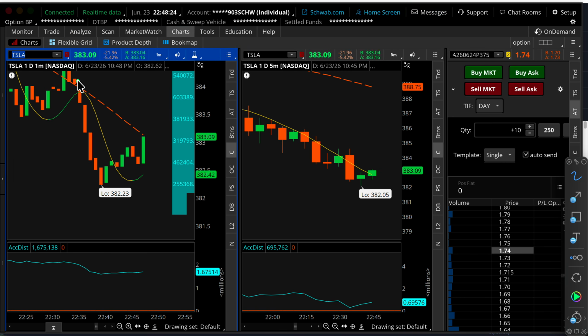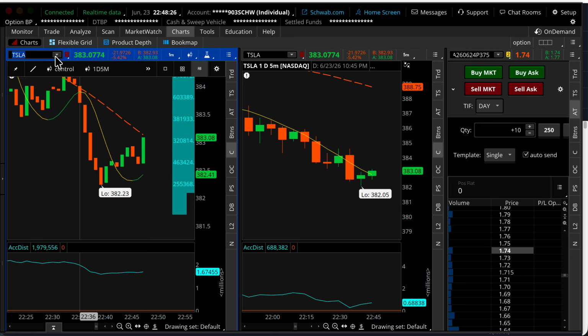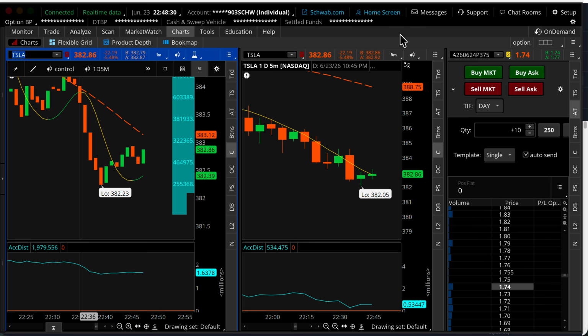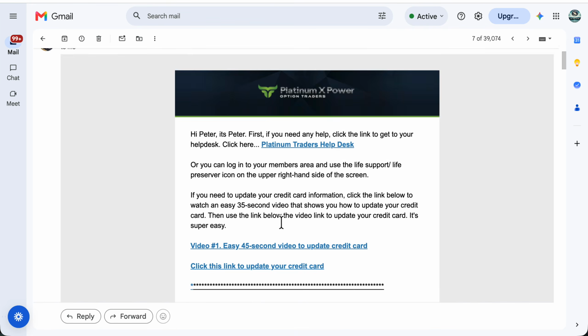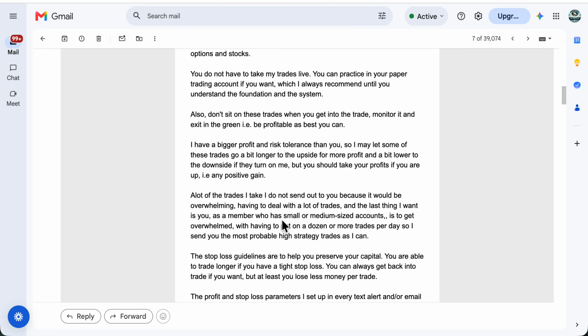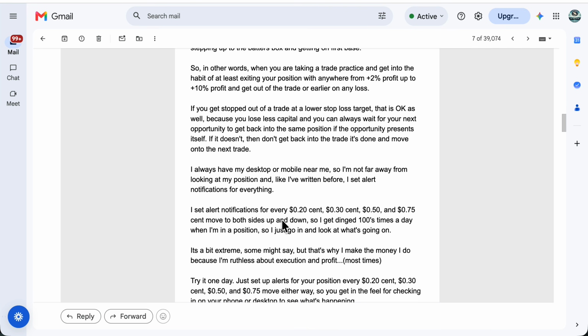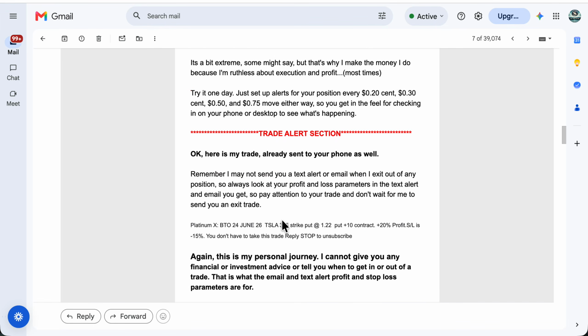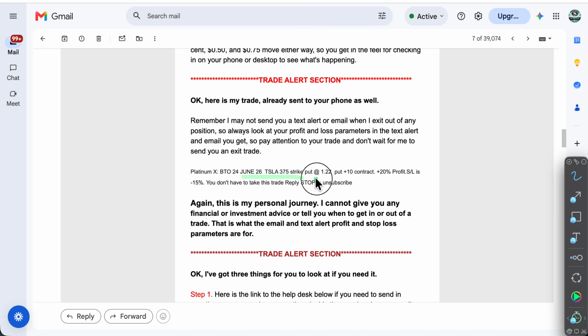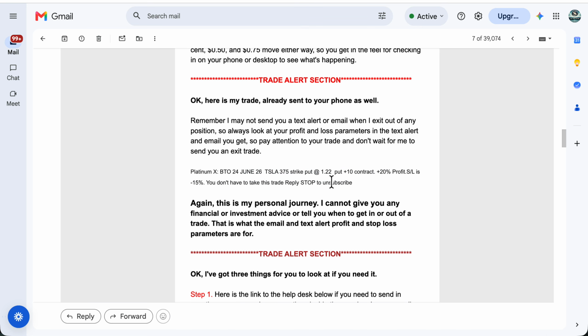So you can see, come over here. I'm still in the trade, Tesla, 10 contracts. Now, what I want to show you is the trade I sent out to my members so that you can see it right here for today, Tuesday, June 23rd, 2026. And you see it right there, 375 strike put, $1.22, 10 contracts.